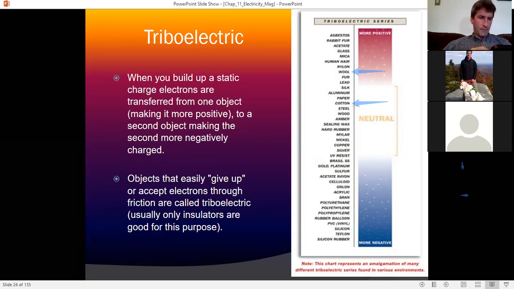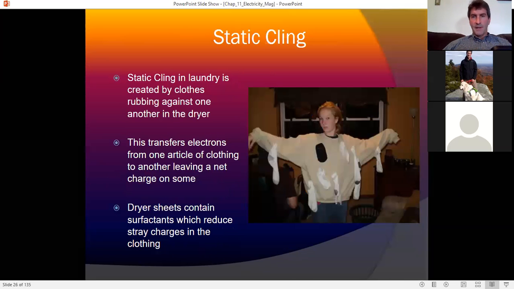Looking at nylon. Come on, where are you, nylon? Some materials will have nylon mixed into them. There it is. Nylon's right up here. So your clothes tend to give up electrons. When they're in the dryer, they rub up against one another. They'll give up electrons to the side of the drum. And then those electrons stick on them. And then everything tends to stick together.